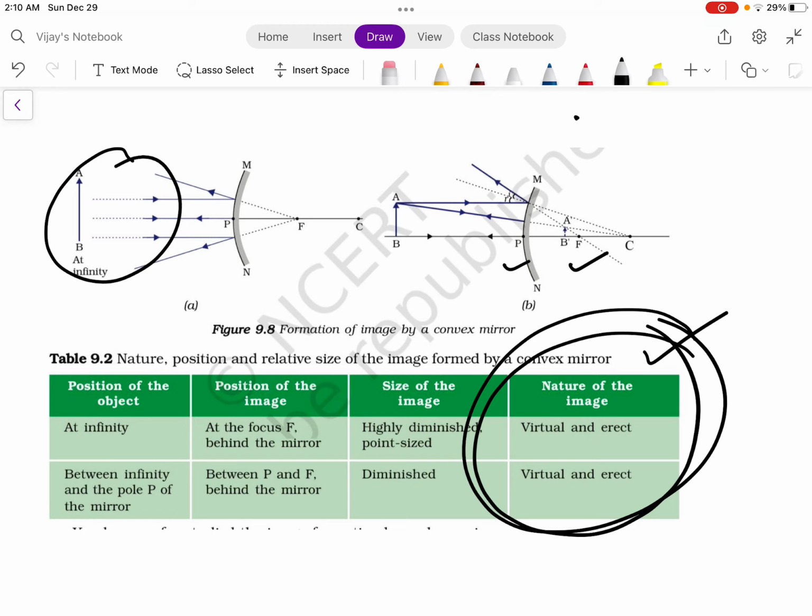So the ray diagrams, that is the 6 ray diagrams for the concave mirror and 2 ray diagrams for the convex mirror, the nature of these mirrors and the uses of these mirrors are very, very important from the examination point of view.